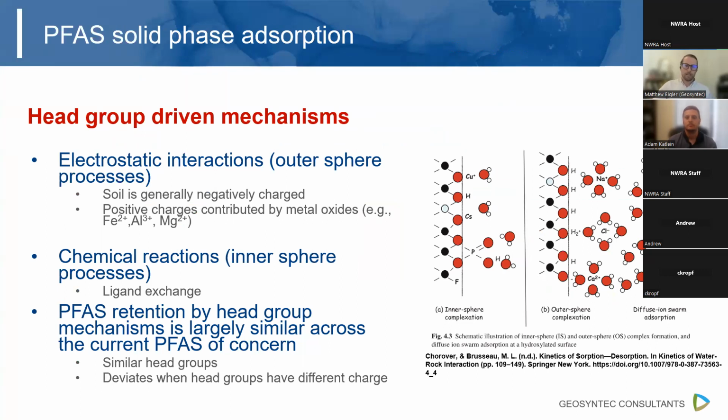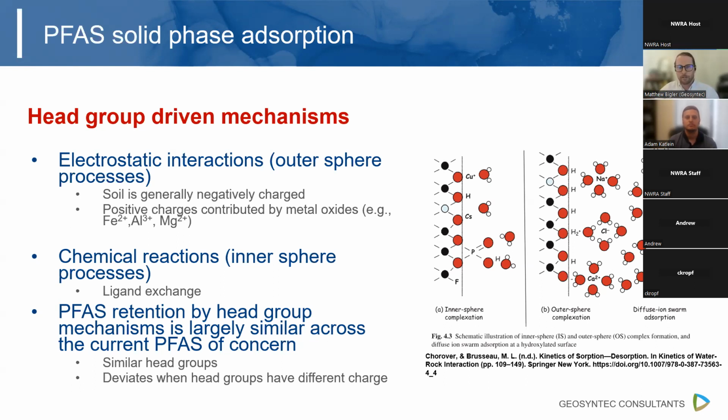Our head group mechanisms, as I've previously talked about, are broken up into chemical reactions and electrostatic interactions. We know that PFAS is generally negatively charged at the conditions that we see in the field, in the vadose zone. And our soil is generally negatively charged as well. So we actually have a lot of repulsion between our PFAS head groups and our soils. However, we do have some positive charges contributed by metal oxides and other constituents. And so these positive charges create an electric field that causes an attraction for these PFAS.